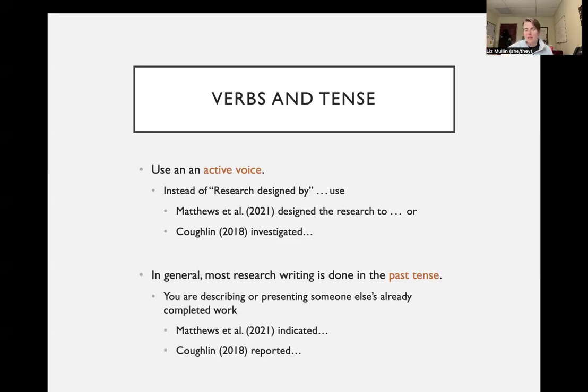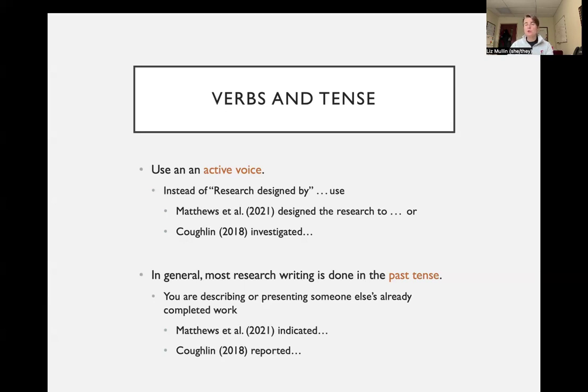"Coughlin investigated." And so that's a way that you can get across a point with fewer words. Sometimes you can get tripped up by writing more complex phrases when you say "designed by," and sometimes what you're writing isn't actually what you mean.